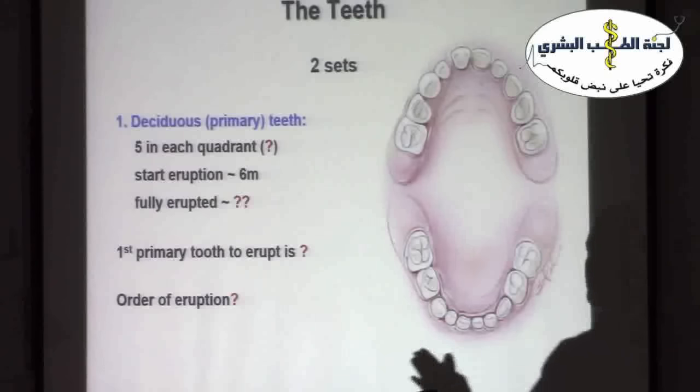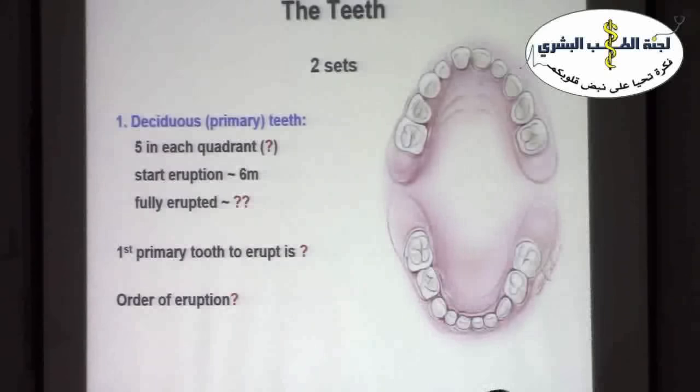From 6 months to 2 years, around the age of 2 years, you will have a complete deciduous dentition. This dentition will continue until the age of 6, once the child goes to school. At the age of 6 years, the deciduous dentition will start to shed off, replaced by permanent dentition. What is the first permanent tooth to erupt?